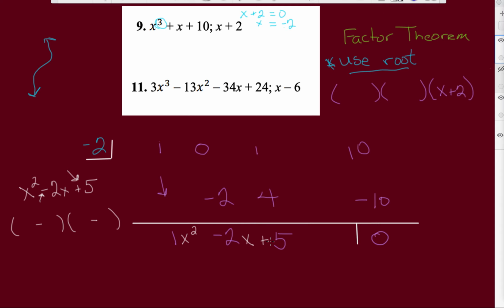And 2 is positive 4. No, it looks right. I can't have factors of 5 that, when you add them together, you get negative 2. So I guess, for now, since this isn't factorable, we're just going to leave this one as an answer.